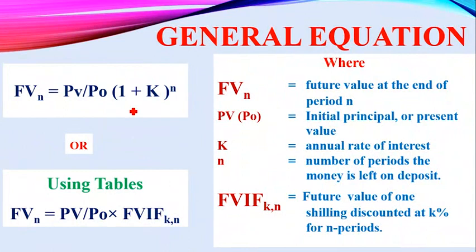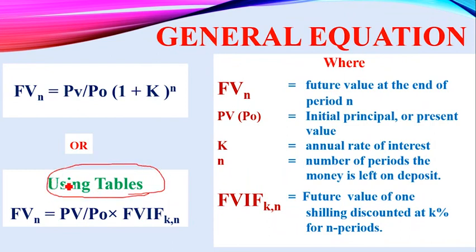The general equation for calculating the future value, FVn, is given by PV, or at times we like using P naught, times the bracket (1 + k) to the power n. Note that the PV and the P naught are one and the same thing, but I prefer you use PV. I'll tell you the reason why. In this case, this is when you apply the formula. You can also use the tables. We are going to see what finance tables are. I'll take you to that later.